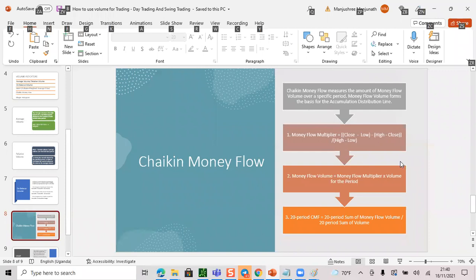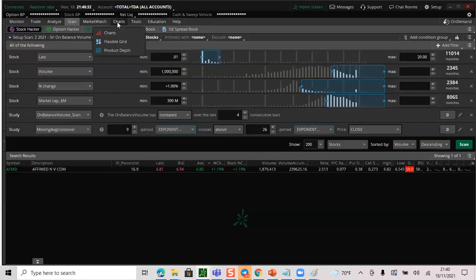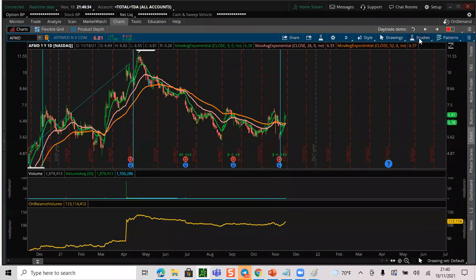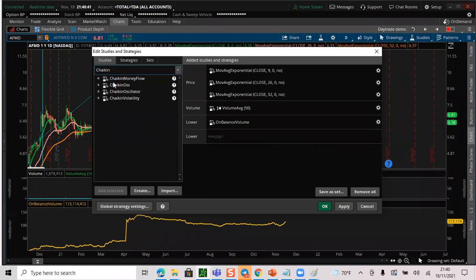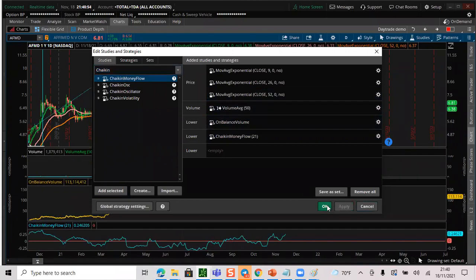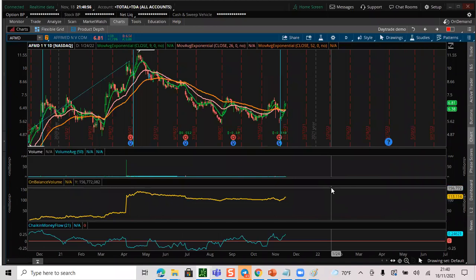Okay, there are some calculations. I don't want to go into more detail, but I will just plot it in my chart on top of the on balance volume. I'll just plot. Okay, I just added Chaikin money flow. This is another volume indicator.